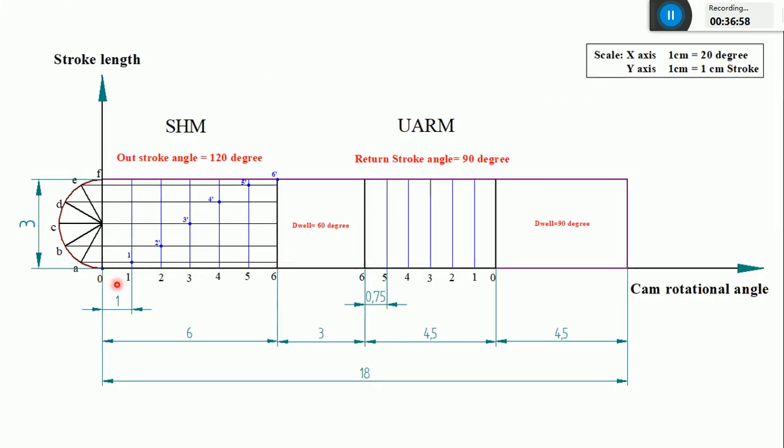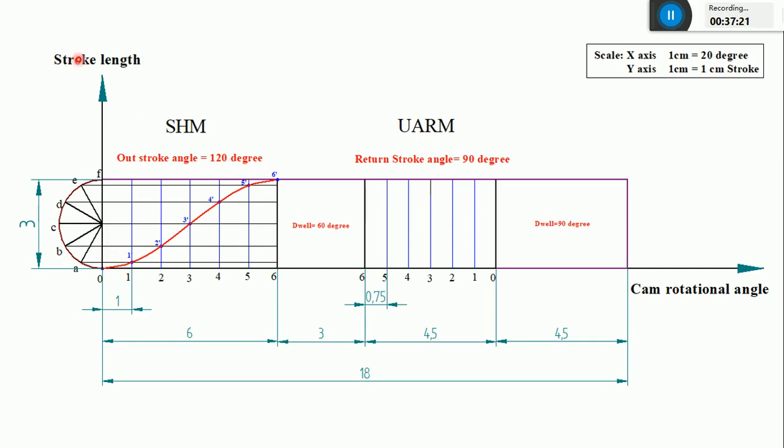So after that, just draw a freehand curve passing through all these 6 points. Like this, you can see the red color line, which is nothing but the displacement drawing for this outstroke angle. It means for the first 20 degree, what is the distance traveled by the follower? For the next 20, what is the distance?